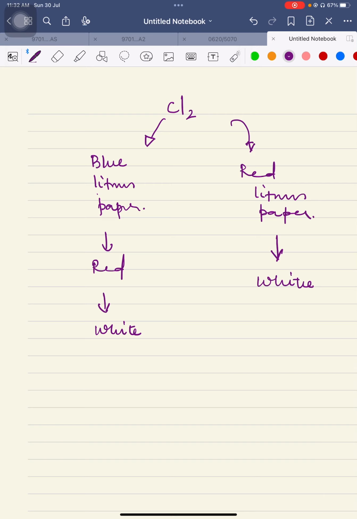Hydrogen is a gas which is not changing the color of any litmus paper. Oxygen is a gas which is not changing the color of any litmus paper. So, what is the key idea? That all neutral gases are not changing the color of any litmus paper, but all acidic gases are changing the color of blue litmus paper to red. And the basic gas, which is ammonia, only it is changing the color of red litmus paper to blue. And it is only chlorine which is changing the color of both litmus papers to white. And why is it so? Because it is a bleaching agent.